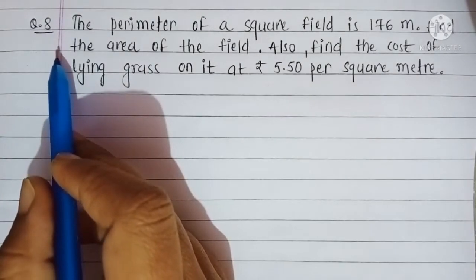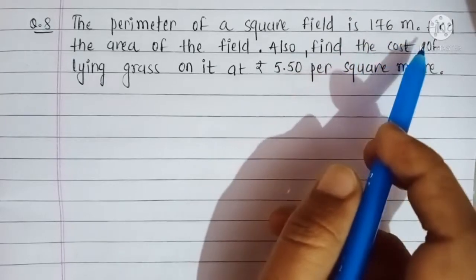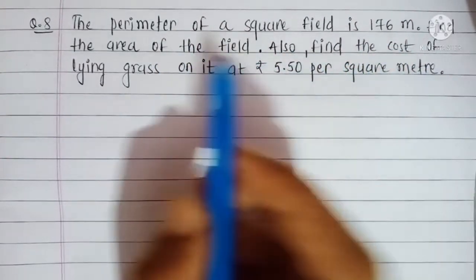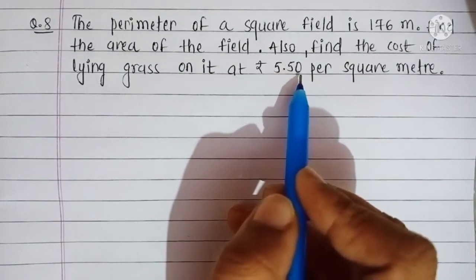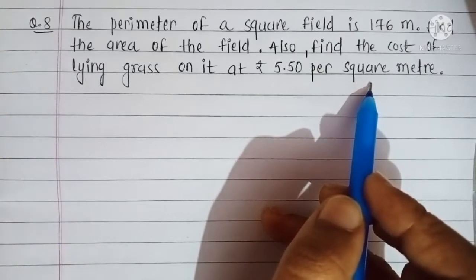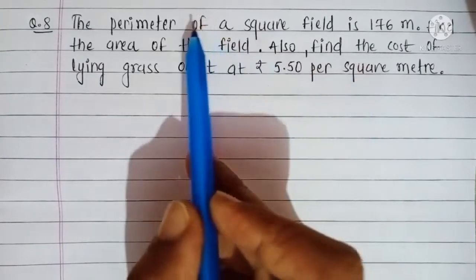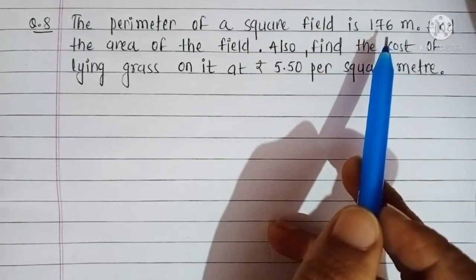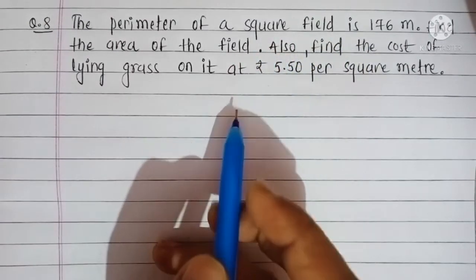Next, question number 8. The perimeter of a square field is 176 meter. Find the area of the field. Also find the cost of laying grass on it at rupee 5.50 per square meter. So, by using perimeter of square, first of all we find the length of the square. After that, by using this length, we find the area of the field.